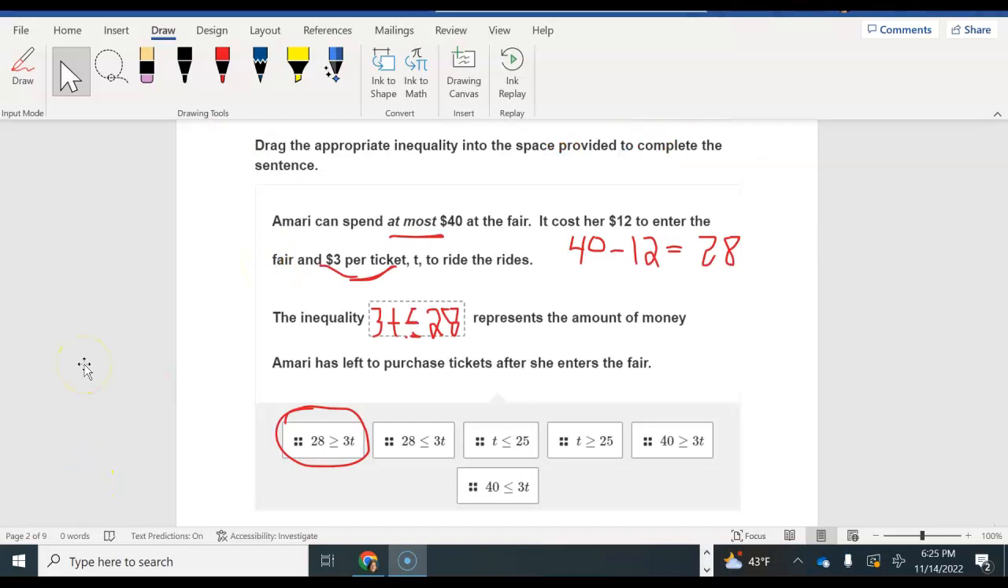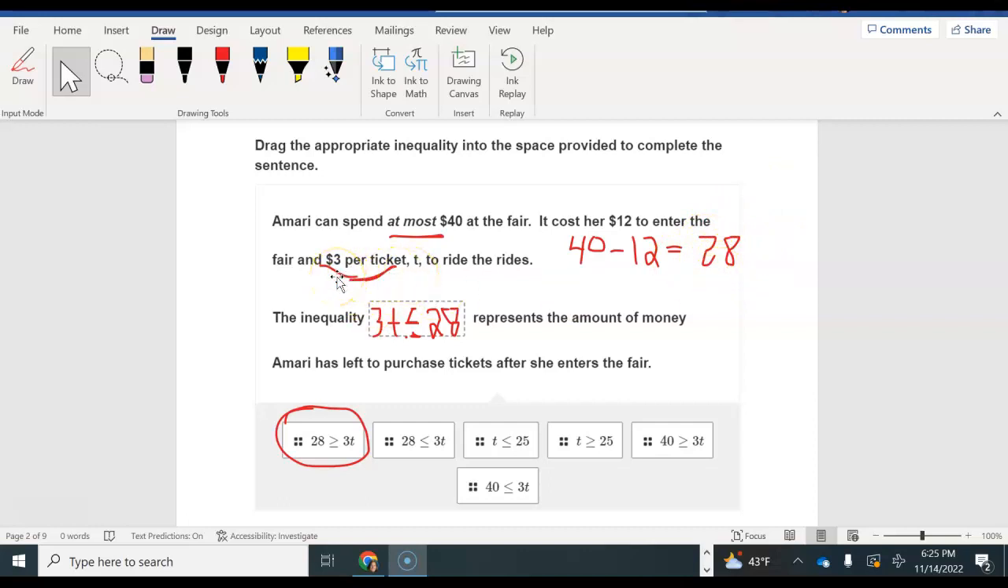All right, the next question said, Amira can spend at most $40 at the fair. It cost her $12 to enter the fair and $3 per ticket T to ride the rides. So if she can spend at most $40, that means she has $40 in her pocket. She can't spend any more because that's all she's got. Okay, so at most $40. It costs $12 to get in, so 40 minus 12 is $28. So she has $28 to spend on tickets.